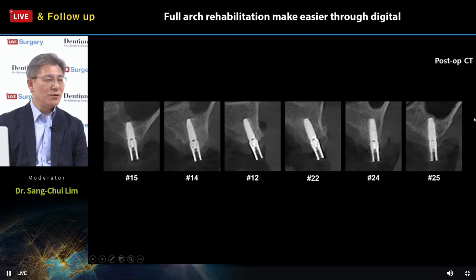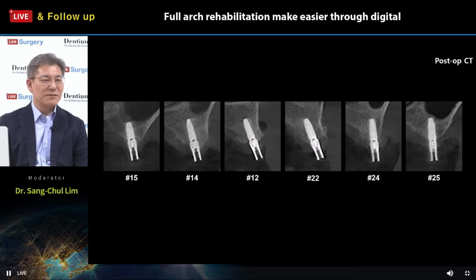Okay, the cone beam CT view, the perfect, the beautiful situation. As I mentioned before, the number 15, 14, 12 areas were installed with implants of 3.5 and 9 millimeter diameter for both 12 and 14, and 4.0 diameter, 7 millimeter for number 15.